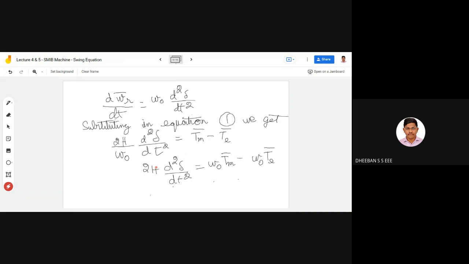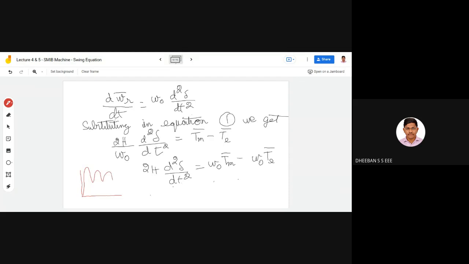So what does a second order system represent? It's a basic mathematical question. What does this second order equation represent? The second order equation always represents your oscillations.